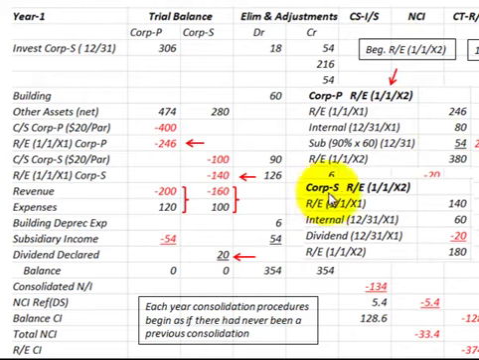And same for the S corporation here, except that there was a dividend involved. And what I'm pointing out here is that to determine the retained earnings at the beginning of year 2, we had to take our numbers off the consolidation worksheet for year 1 for the parent and the subsidiary corporation.